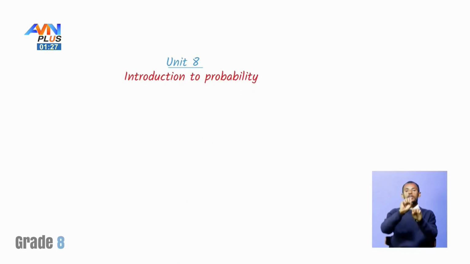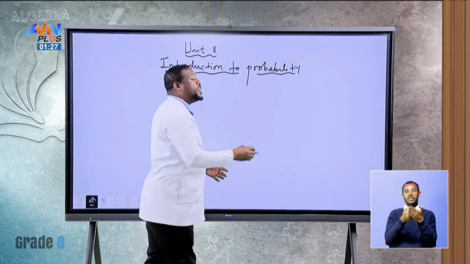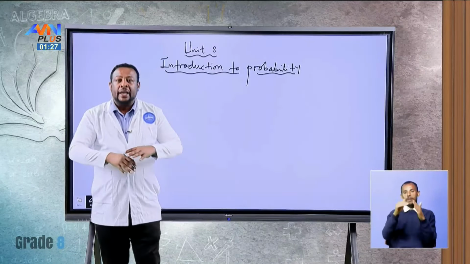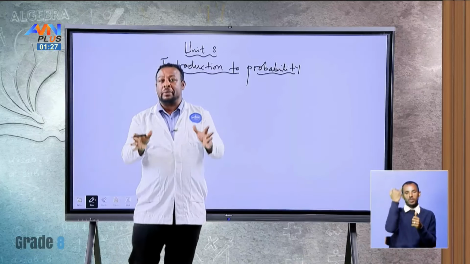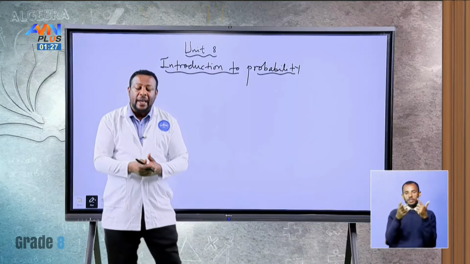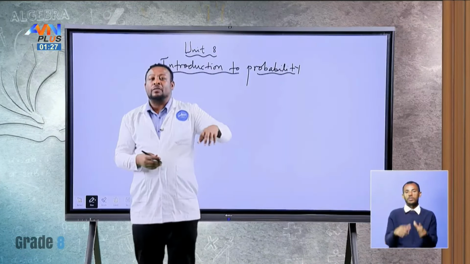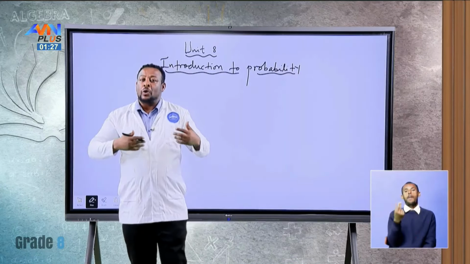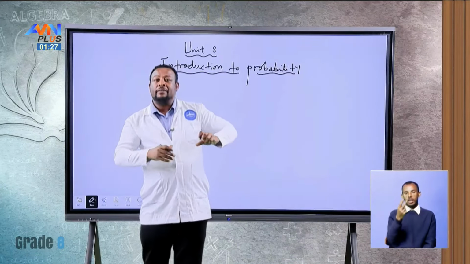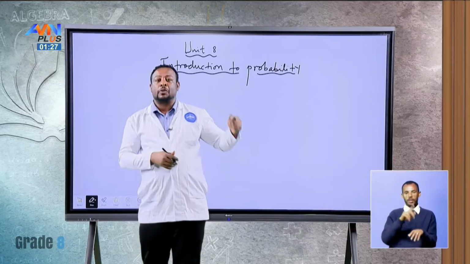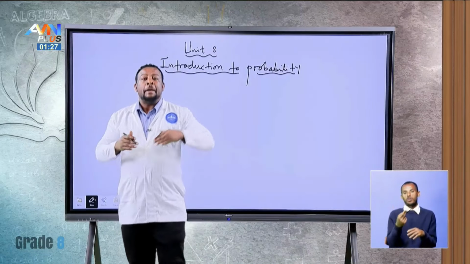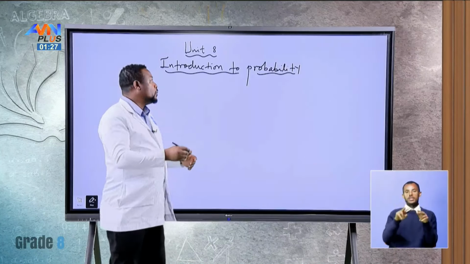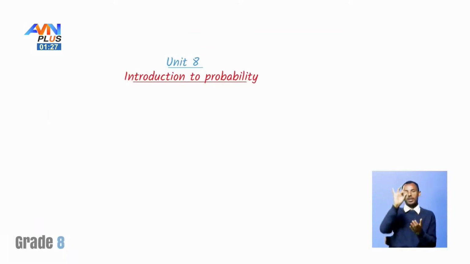Under this unit, there are 3 major subtopics. The first one is the concept of probability. The second one is probability of simple events. And the third one is applications. If we have time, we will see applications of probability in 8.3. But for today, we will be focusing on the first part, which is 8.1.